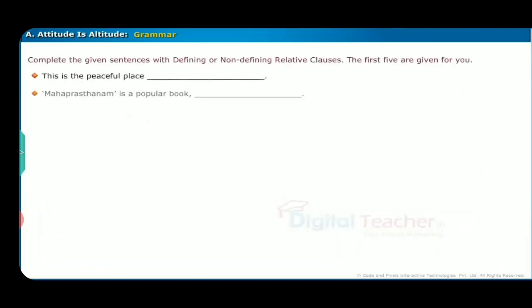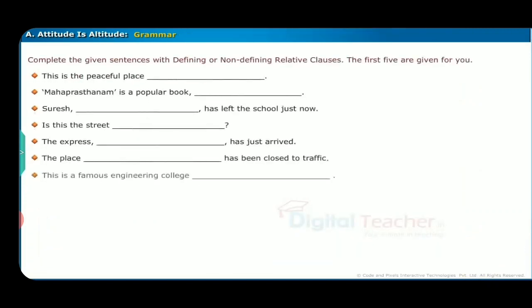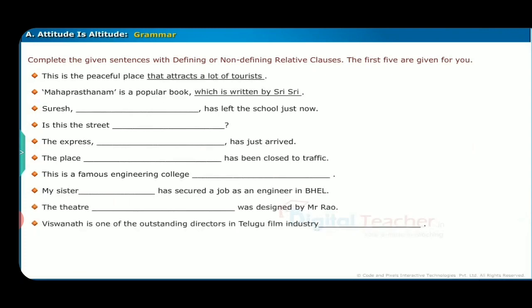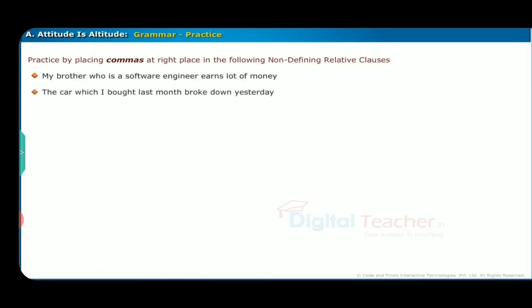Complete the given sentences with defining or non-defining relative clauses. The first 5 are given for you. Practice by placing commas at the right place in the following non-defining relative clauses.